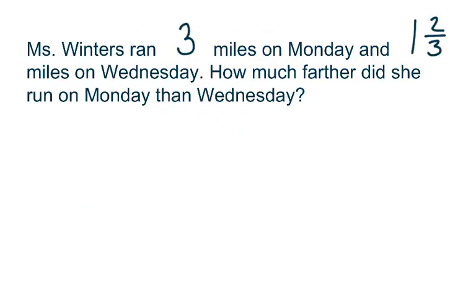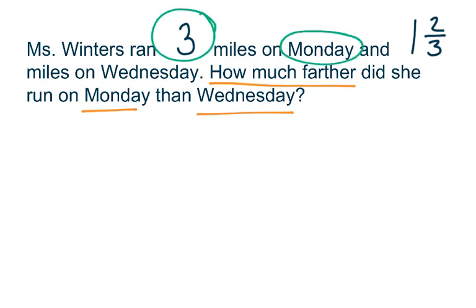All right, here's a word problem for us. Miss Winters ran 3 miles on Monday and 1 2/3 miles on Wednesday. How much further did she run on Monday than Wednesday? What type of problem is this? This is going to be a subtraction problem. I see how much further did she run on Monday than Wednesday, so I'm going to subtract Wednesday, which is 1 2/3, from Monday, which is 3. So go ahead and do your subtraction.